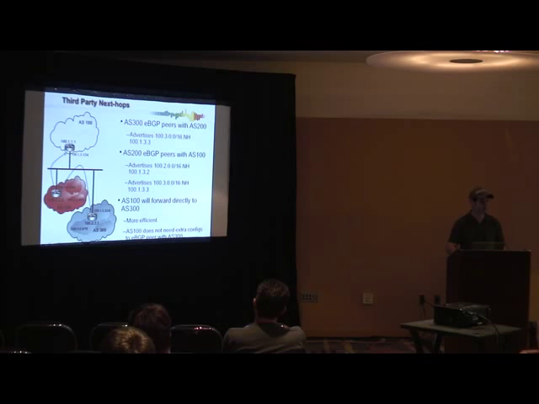This is a third-party next hop. This allows AS100 to not have a BGP session directly with AS300 and to efficiently deliver that traffic directly to AS300 without having it go U-turning through AS200.